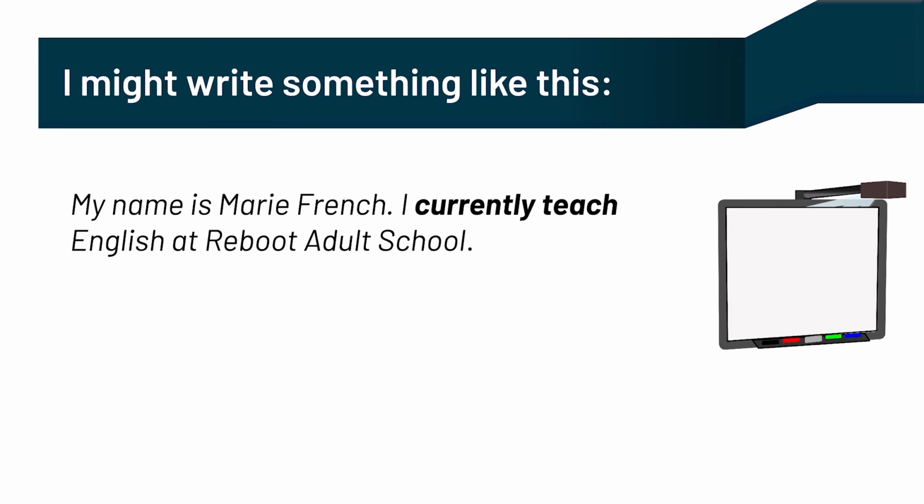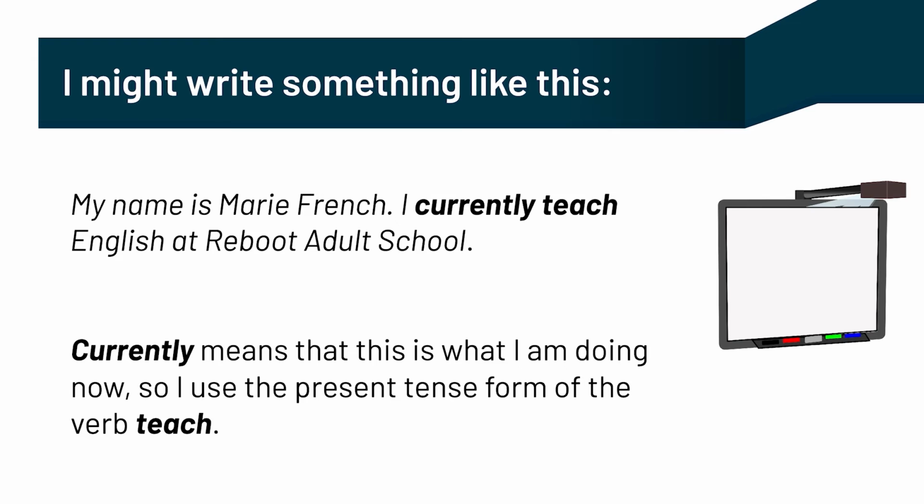So, I might write something like this. My name is Marie French. I currently teach English at Reboot Adult School. Notice that I used the word currently. Currently means that this is what I am doing now, so I use the present tense form of the verb teach.